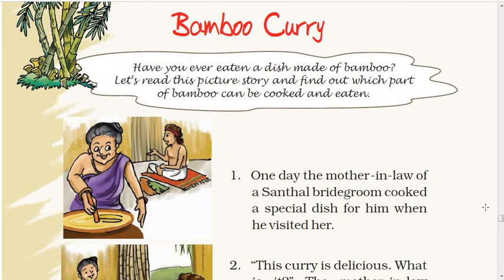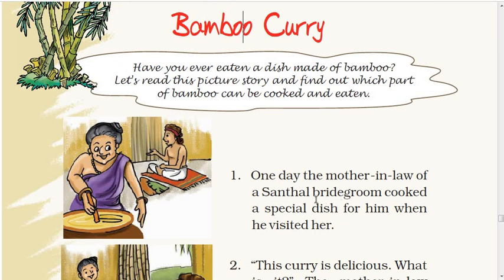So one day, a mother-in-law of Santhal bridegroom cooked a special dish for him when he visited her. So often it happens basically when some guests arrive at our homes, we prepare something special for them, right? Particularly for guests. Otherwise, on regular days, we just eat regular food. But whenever any guest arrives at our home, we prepare something special just to please him, just to give him a bit of much comfort. All right. So same was the case with this bridegroom.